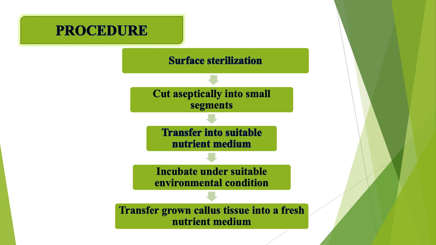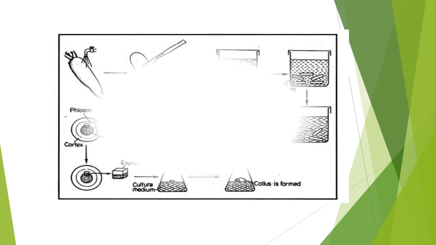Then the explants are surface sterilized with commonly used chemicals like mercuric chloride or sodium hypochlorite, for a limited period of time, generally 10 to 15 minutes. After surface sterilization, the explants are rinsed repeatedly with autoclaved distilled water. The surface sterilized plant material is cut into smaller segments, and the size of the explant is a very critical factor for the induction of callus tissue. So this is the image.